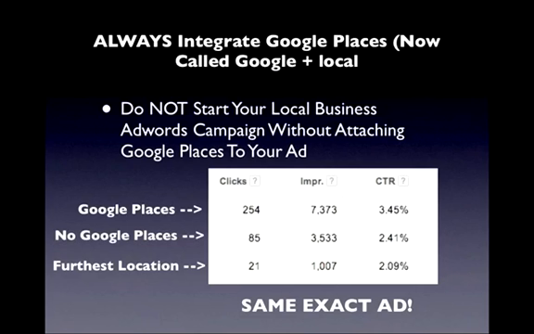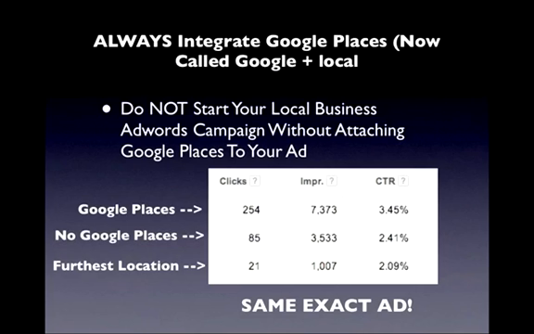Now, the first line that you see there is they're targeting their exact location within a 50-mile radius that has the Google Places integrated in their ad. And so they have a 3.45% click-through rate on the campaign that is in their exact neighborhood, in their surrounding area, with the Google Places integrated into the ad.